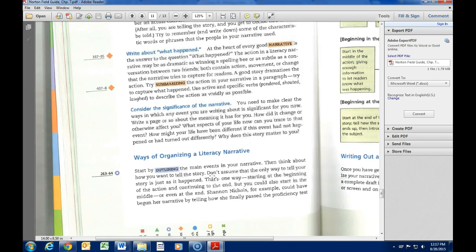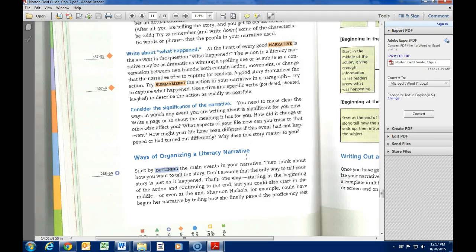Consider the significance of the narrative. I can't emphasize enough that you need to have a significant point. How have these literacy events shaped you as a reader, writer, and user of language? You need to make clear the ways in which any event you're writing about is significant for you now. Right? This is a page or so, and you might write at the conclusion of each literacy event, you might discuss the significance of that particular event, or in the concluding paragraph or concluding paragraphs, there you might discuss the significance of the literacy events.